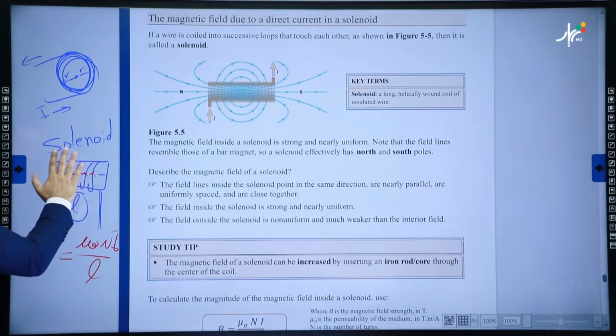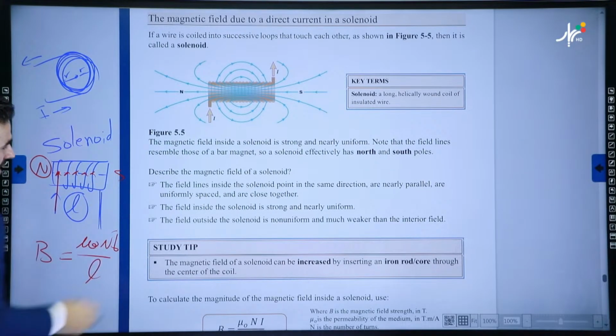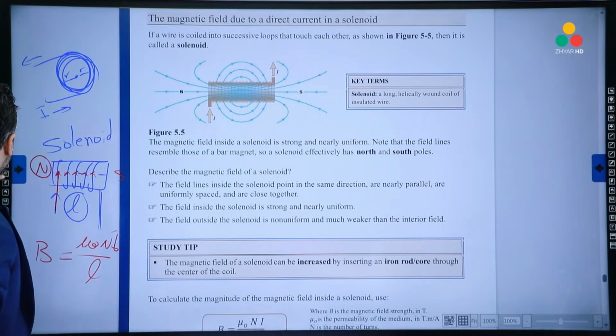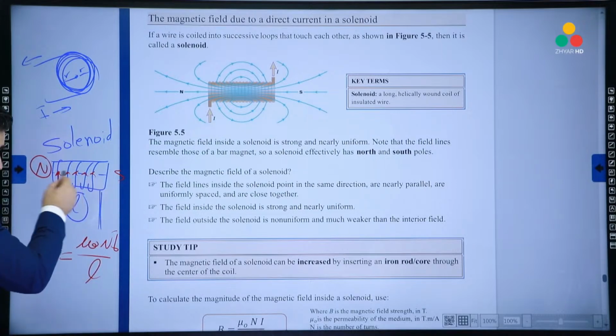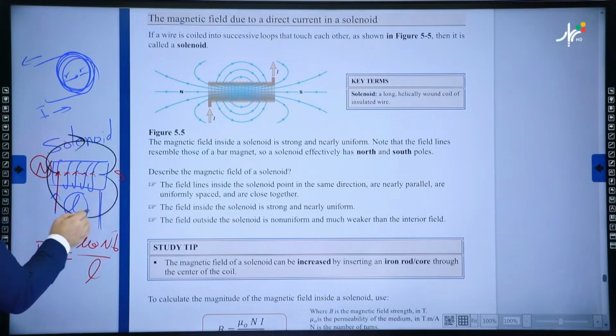So if this is the direction of the current, this is going to be north here. And if this is north, this is south. This would be the same as if we are using a magnet here, yeah? So if I draw some magnetic field lines here, let's use a different color for the magnetic field. We know that they are going from north to south.